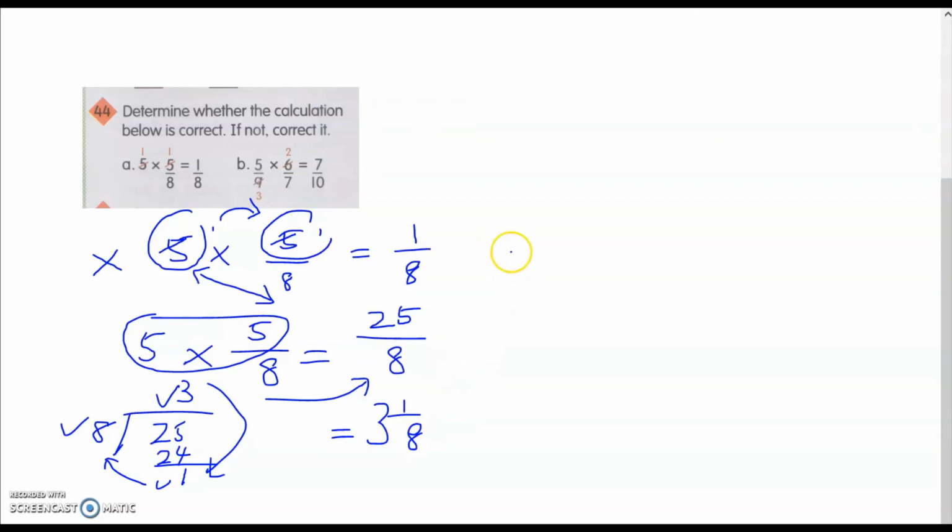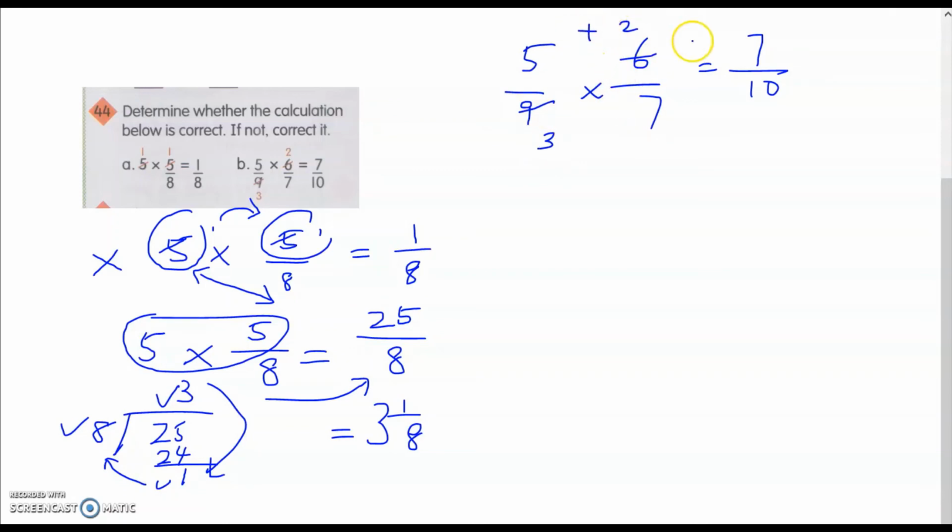Okay, what about the second one? What about B? Is it correct or not? 5 over 9 times 6 over 7 equals 7 over 10. This one divide 3 is 2. This one divide 3 is 3. So 5 plus 2 is 7. 3 plus 7 is 10. Okay, is this correct or not?